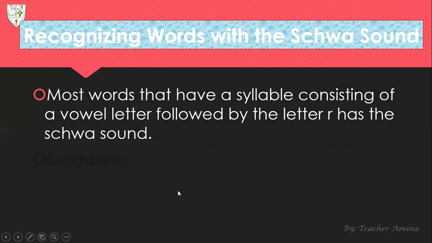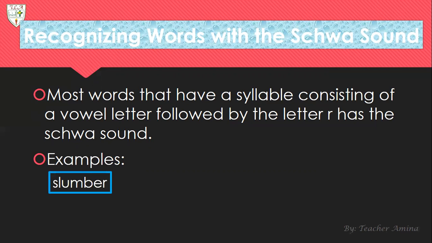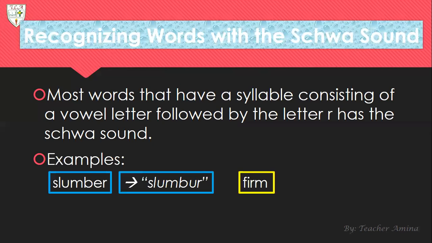Most words that have a syllable consisting of a vowel letter followed by the letter R have the schwa sound. Examples. So before letter R, that vowel sound has the schwa sound. Example. Slumber. So here we have letter R and before that is letter E. So that sound becomes a schwa sound. So when you say it, it's slumber. Okay, it has the U sound before letter R. Slumber.